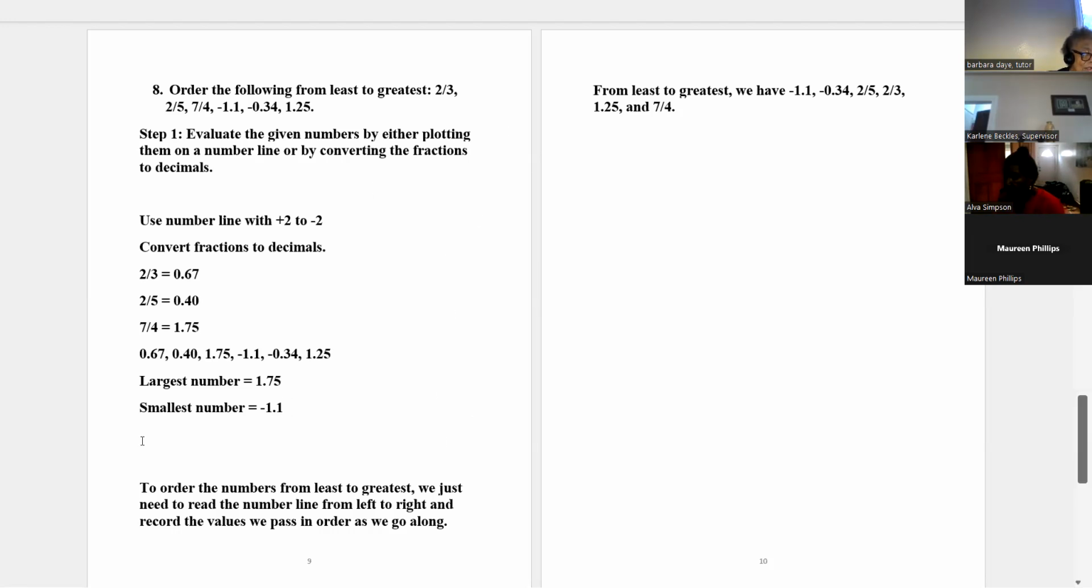So you can put your smallest number here, minus 1.1, and put your largest, 1.75. Now, I want you to put the others in between. I think you can do that. And remember, you're going from smallest to largest. So your negatives are going to be first. So you've got minus 1.1.